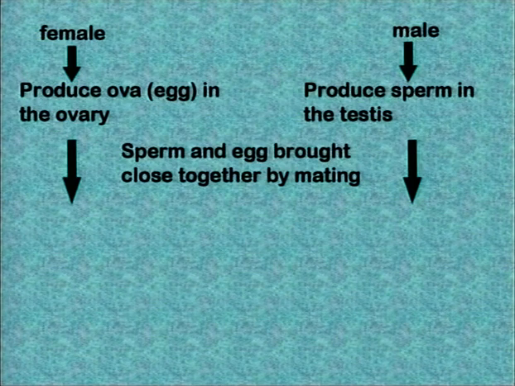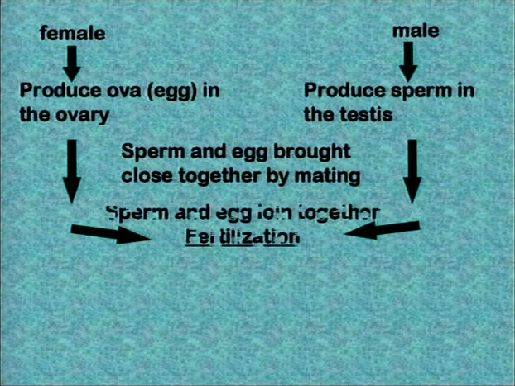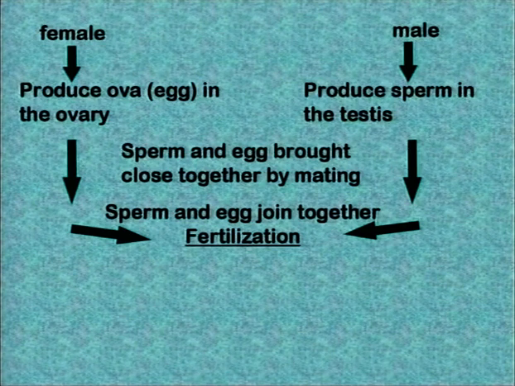Sperm and egg are brought close together by mating. When a male and female mate, the sperm and egg are brought close together. Sperm and egg join together. When they join together, that is when fertilization occurs. The sperm and the egg can come close together, but even if they do, fertilization may not occur. It will only happen when the male and female sex cells join.